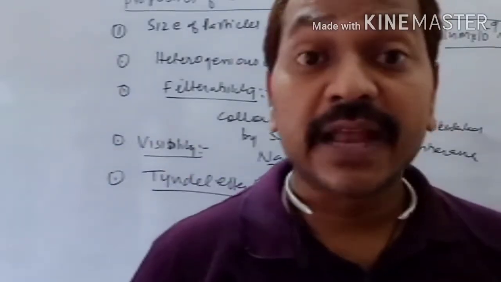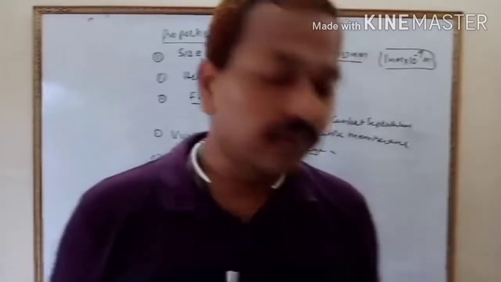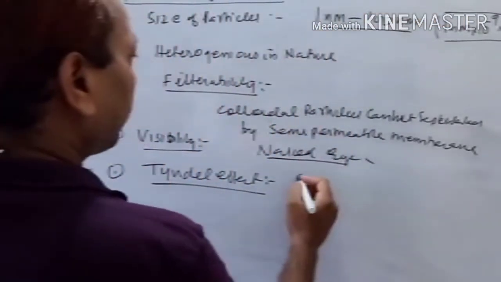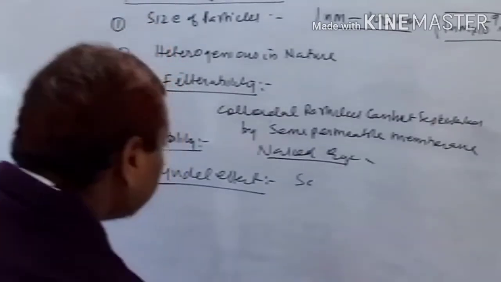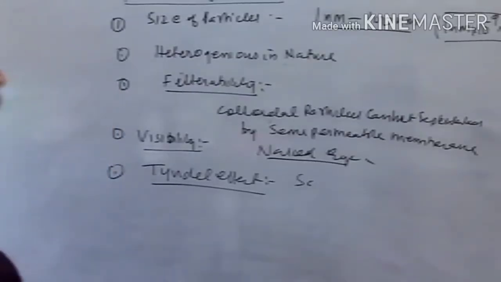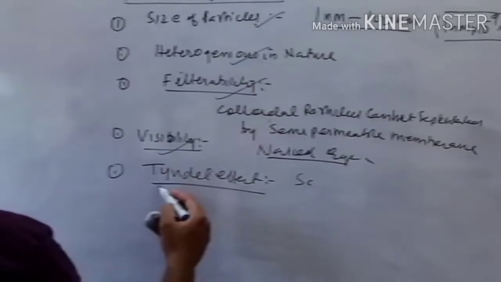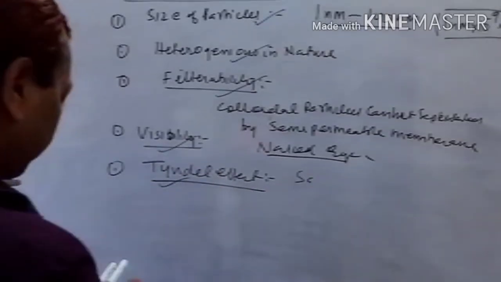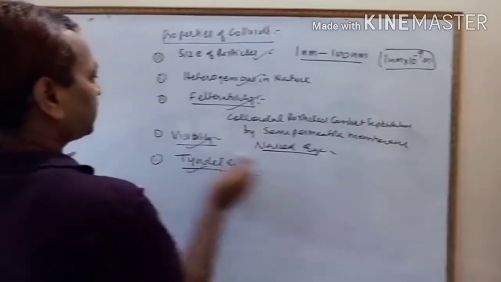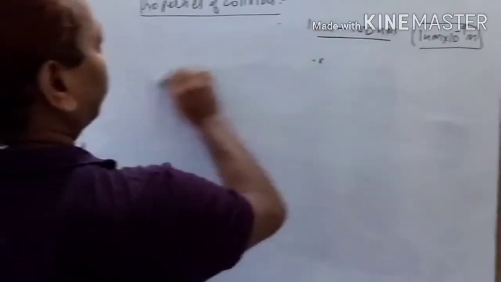So students, what is scattering of light? And what is the Tyndall effect? Scattering of light by colloidal particles is known as the Tyndall effect. So children, size of particle, heterogeneous mixture, filterability, and visibility we have studied, and Tyndall effect means scattering of light by colloidal particles. This is a good quality. As you all know, a true solution does not show this property. After this comes a very important property, that is Brownian movement.